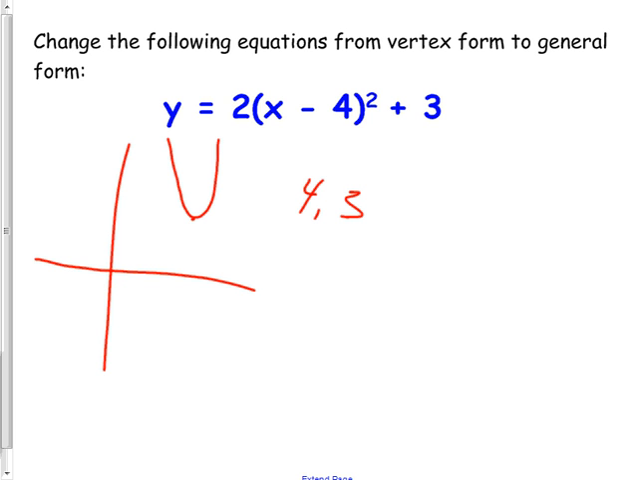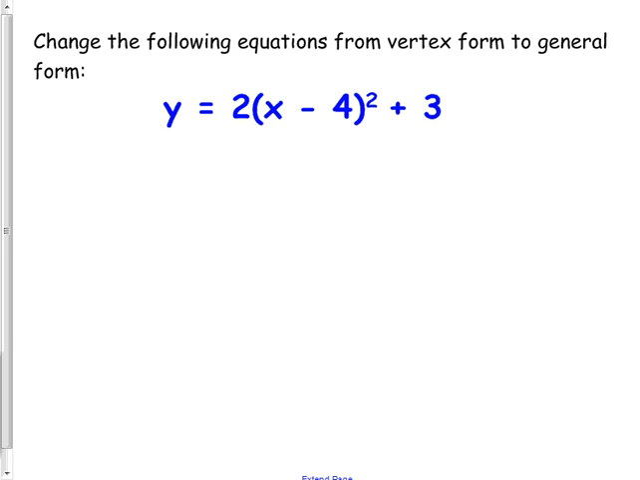And then if I need general form for it, like I need to know what A, B, and C are to put it in the quadratic formula or something, then I need to generally just multiply it out. So I'd start with this. Once that's all done, I times everything by 2. Once that's all done, I add the 3 at the very end. 3 steps. All right? So that's how you change things from vertex to general form.